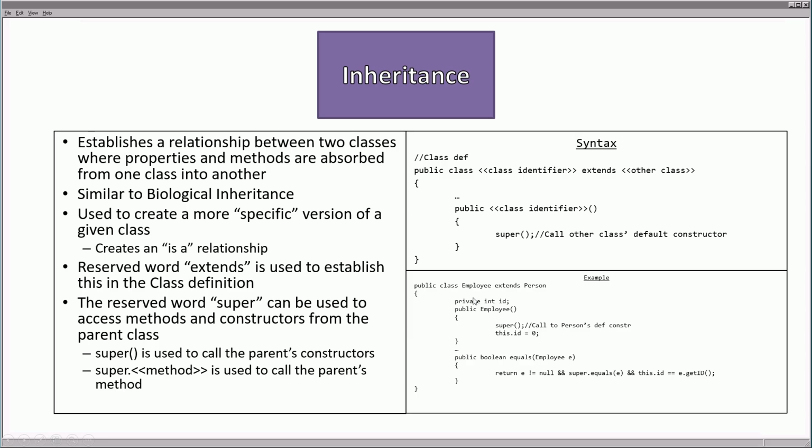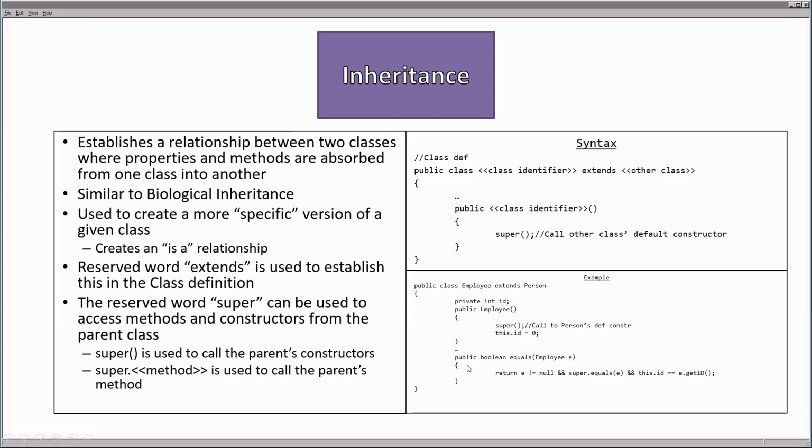Now, if we wanted to create a more specific version of a person called an employee, we have employee extends person. This means that the employee has absorbed the attributes name and favorite number, and now has included a new property called ID. From here, as you can see, in the default constructor, we call the person's default constructor, thus setting its name to none yet and its favorite number to 0. Then we set this.id also equal to 0 here.